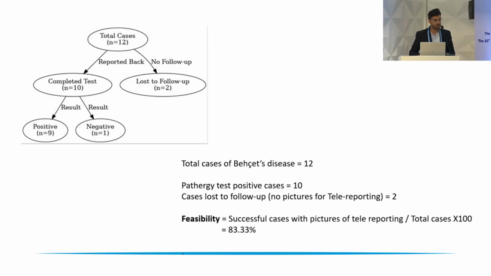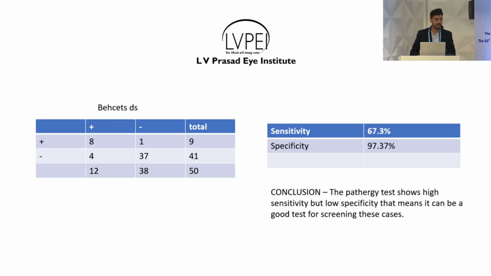We were able to get good images of 10 patients out of 12, so we could say the feasibility was 83%, because 10 good images could be classified as positive or negative. We made a simple 2 by 2 table. Out of 50 cases, we had 12 Behçet's positive, in which we had 9 positive pathergy tests, of which 8 were true positive and 1 was false positive. So we have a sensitivity of 67%, comparable to the available literature.